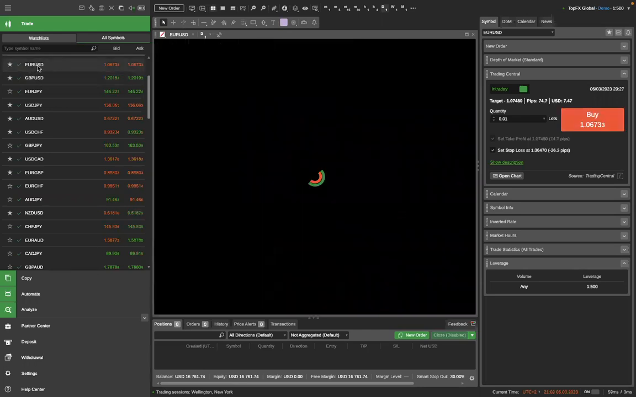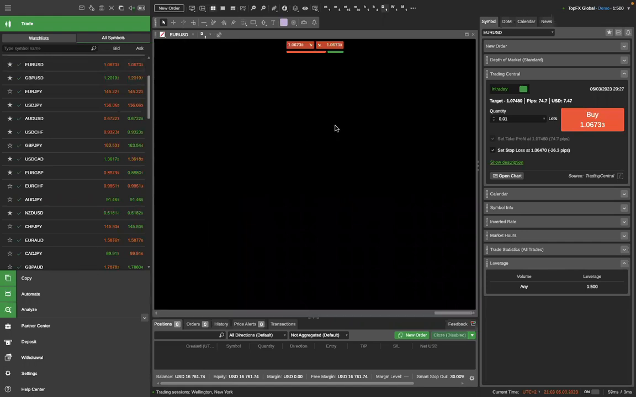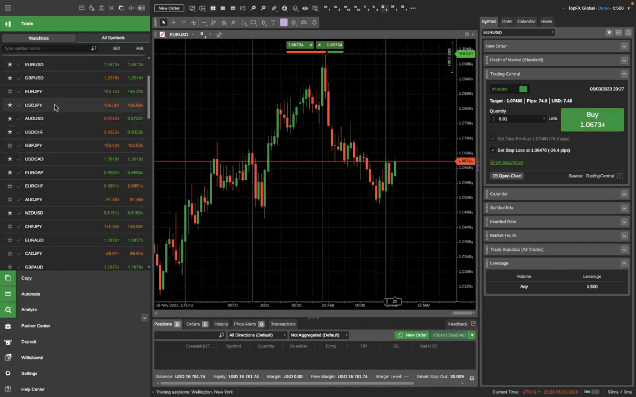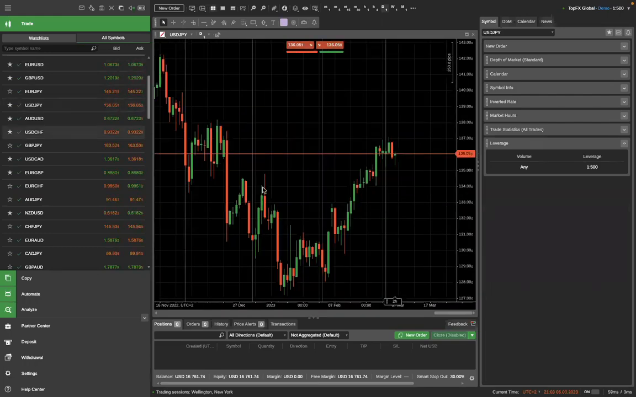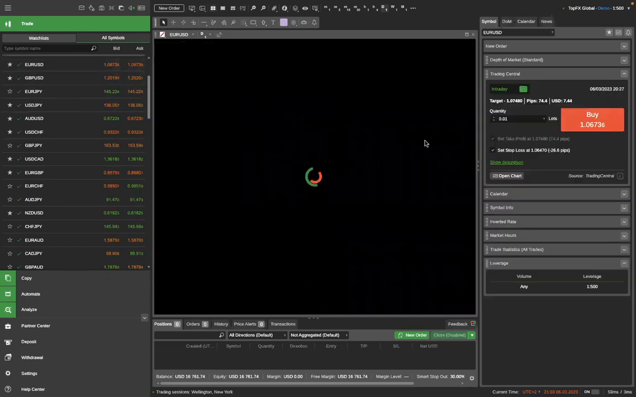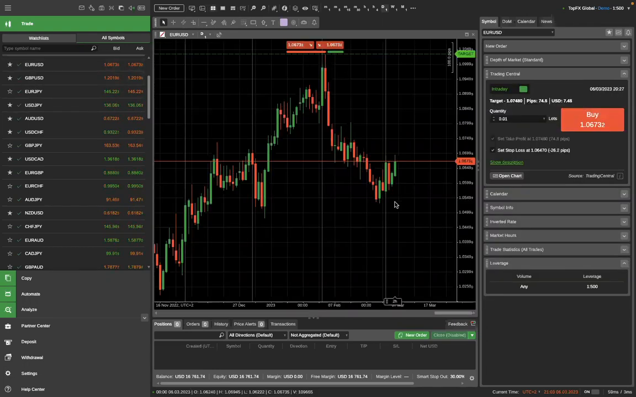Now, if euro dollar is going down, then most likely another major, US dollar to Japanese yen, is going up. As you can see, we got this up move here on US dollar to Japanese yen, and we got this down move here, right? Why is this happening? It's very, very simple.